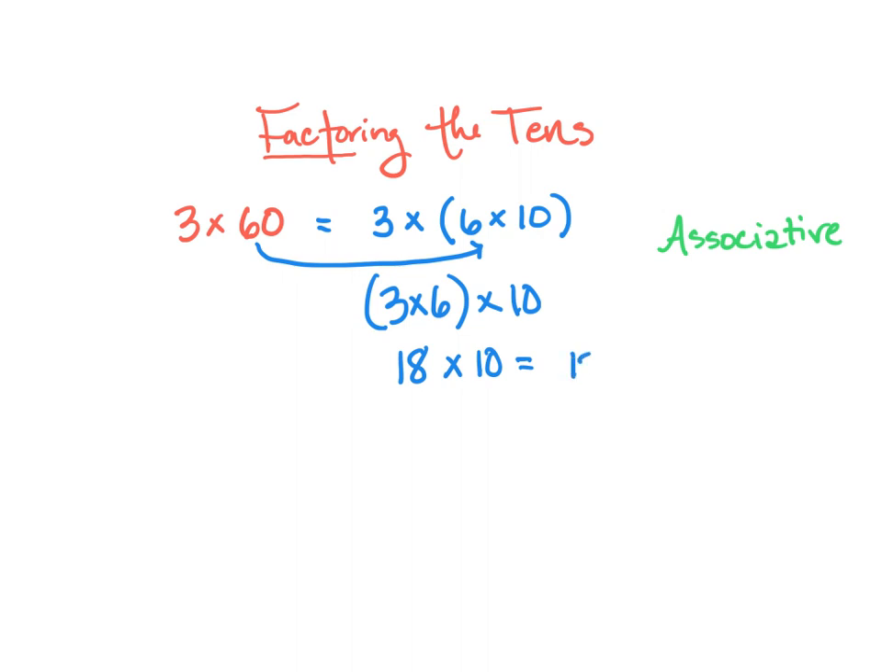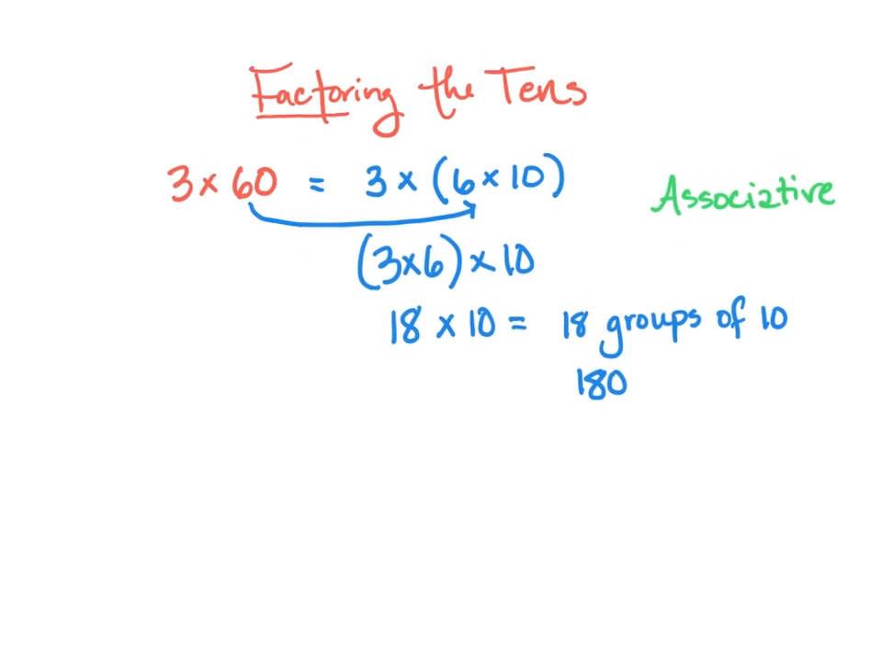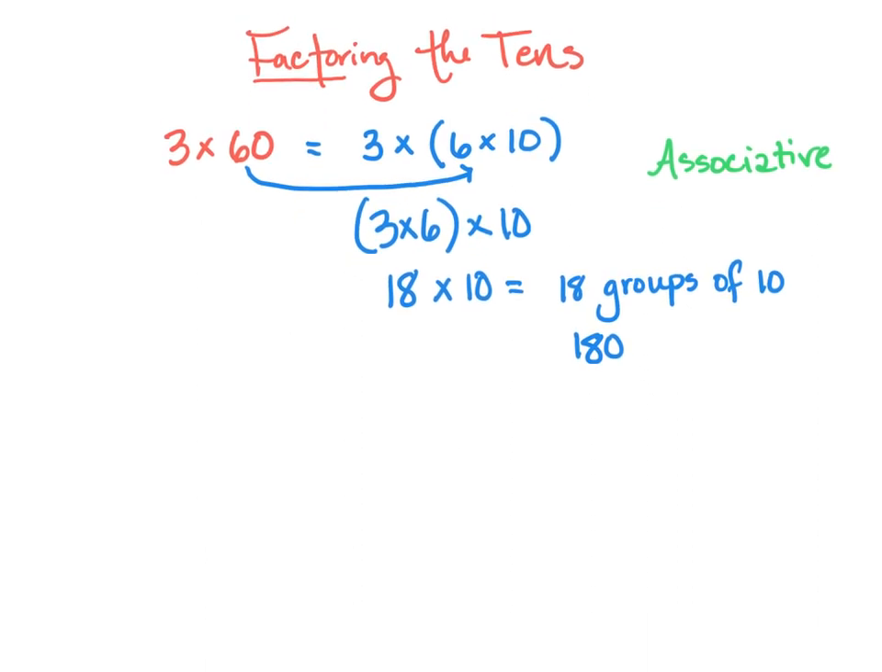When you hear that you have 18 groups of 10, you know that you are going to have 180. You could even skip count to figure that out. Now let's look at this problem, because you're going to be practicing factoring the tens. Let's say we have 40 times 80. So we have two-digit numbers, or factors.